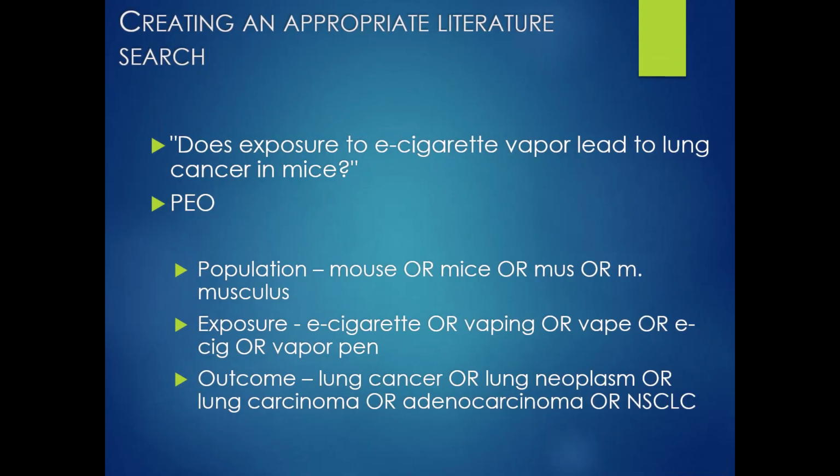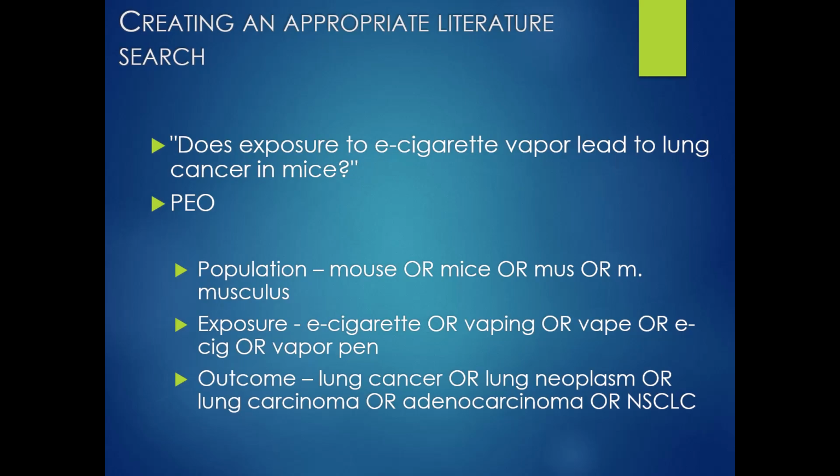The idea is that I extract the population, exposure, and outcome elements of my question. So here, my population of interest, based on my question, is mice, but I'm not going to stop there. I want to think of other words that might be used by article authors to describe a mouse. For animal species, I'd want to combine both common and scientific names. So for example, I would search mouse, or mice, or mus, or M. musculus.